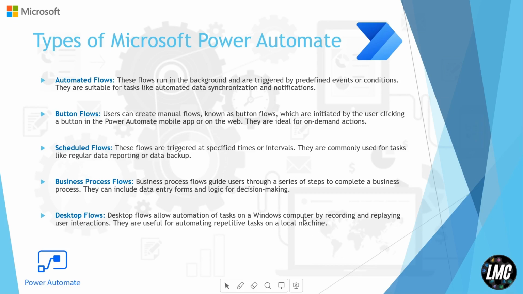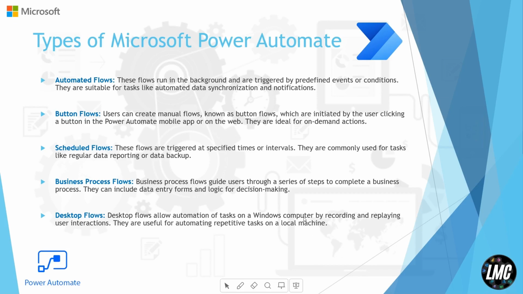Business process flow is related to model driven app. Basically, a business process flow is nothing but a series of steps to complete a business process. When we learn about model driven app, there we will build business process flows, so there you will get a better idea of this kind of flow. But when we talk about Power Automate Cloud Flows, we basically learn about automated flows, button flows, and scheduled flows. So the first 3 flows we will learn.